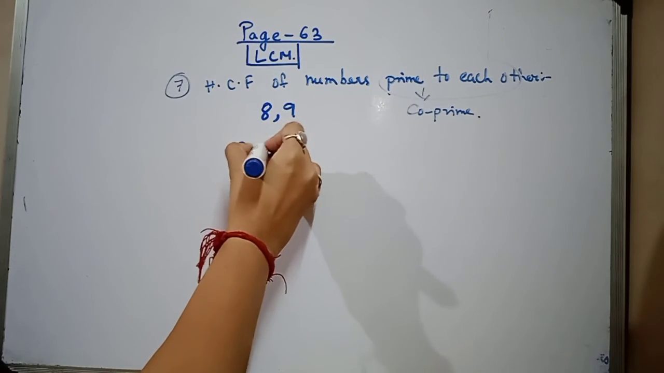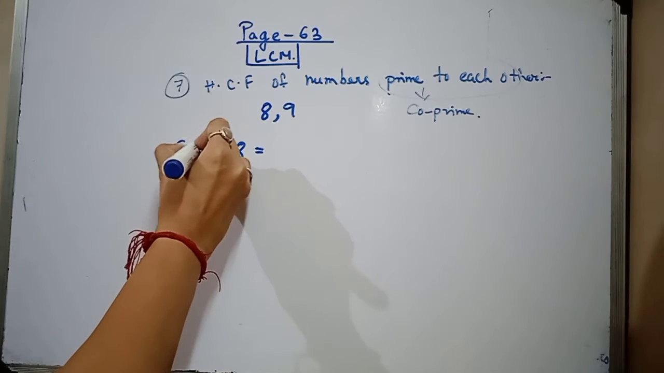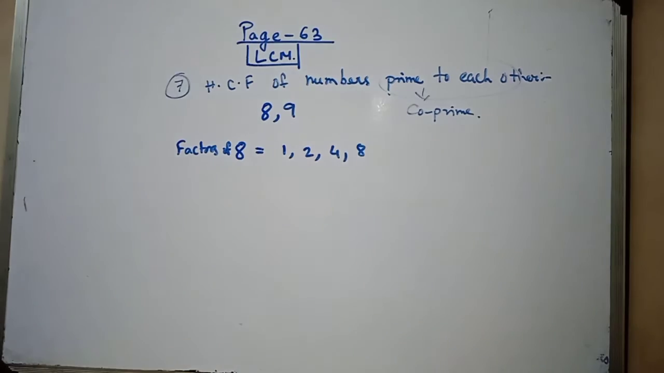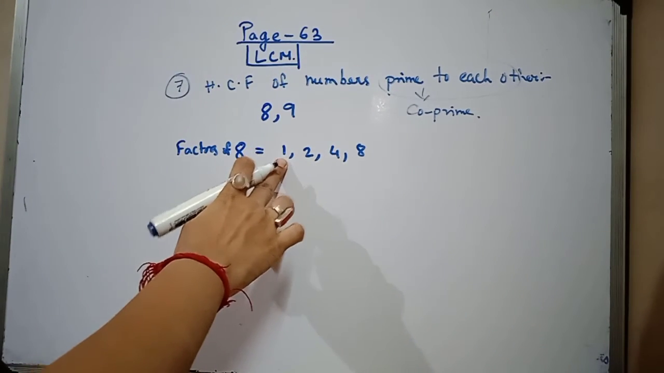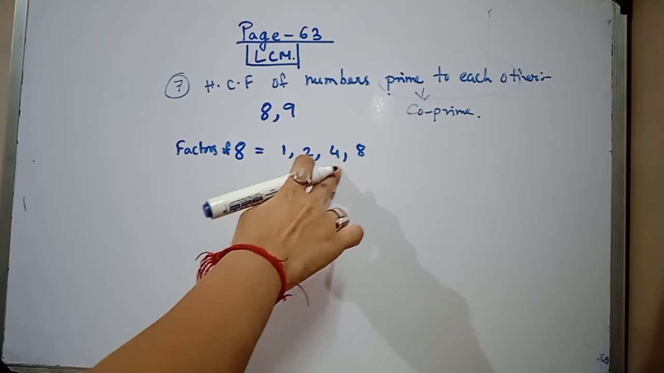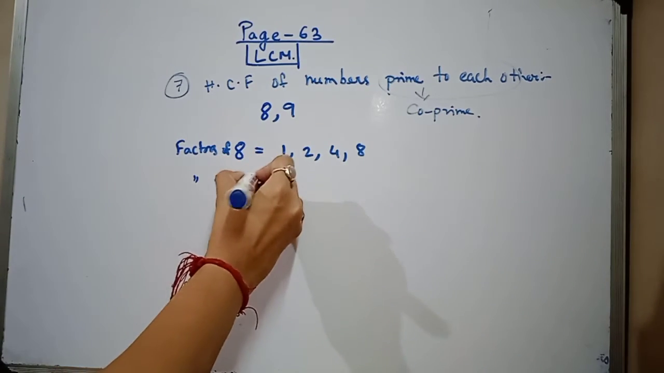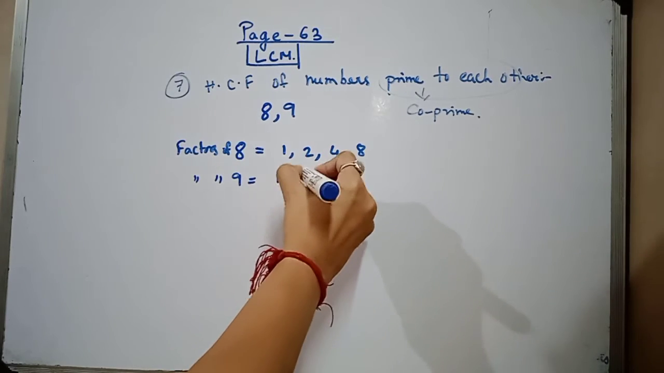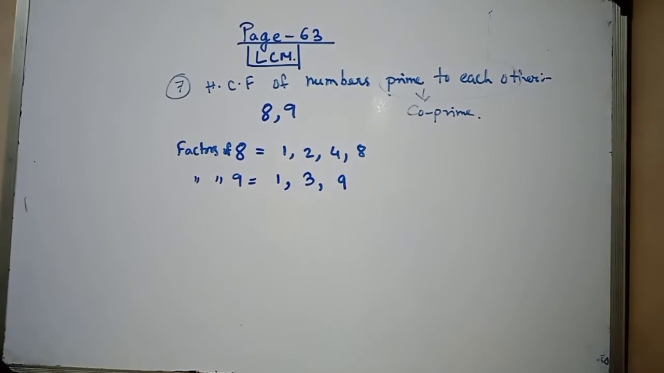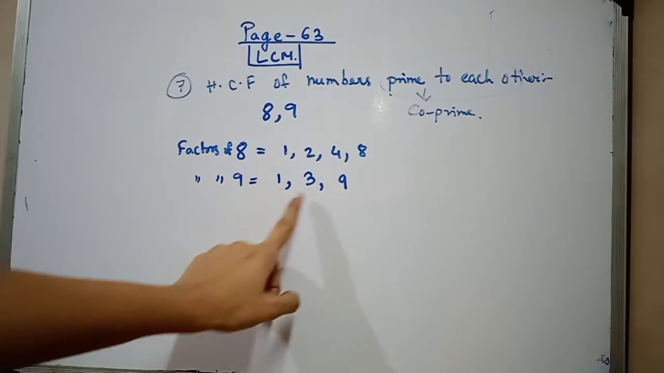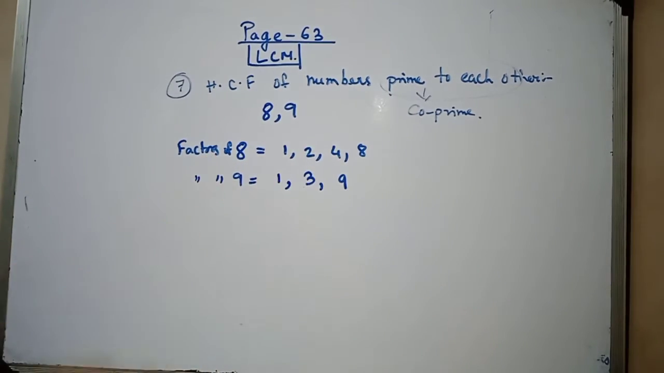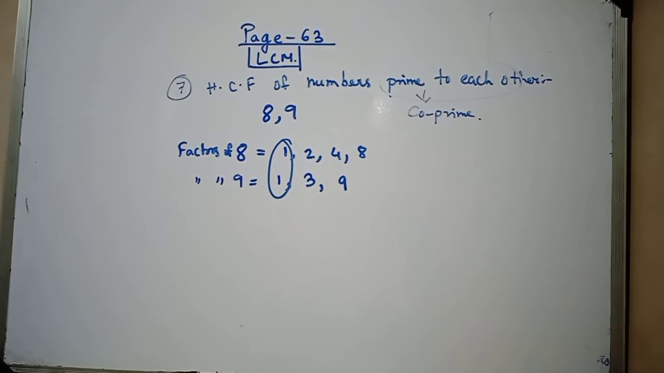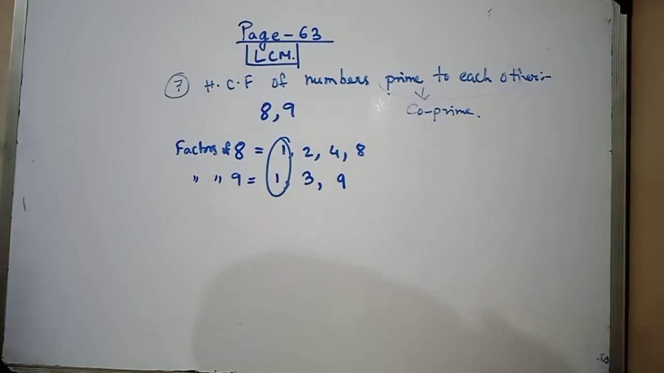So as I will write 8, the factors of 8 are 1, 2, 4 and 8 itself. That is, I can divide 8 by 1, by 2, by 4 and by 8. And the factors of 9? I can divide 9 by 1, by 3 and by 9. So we can see there is no common factor between 8 and 9 except 1. That is, the only common factor between 8 and 9 is 1.